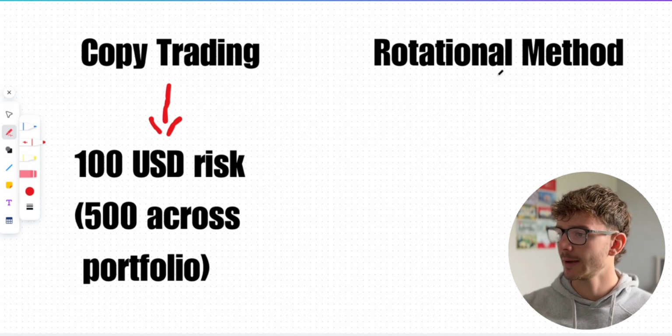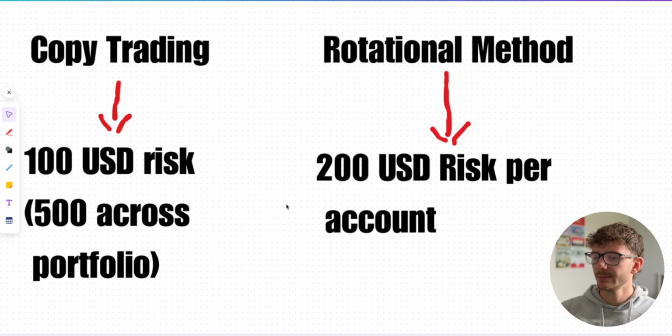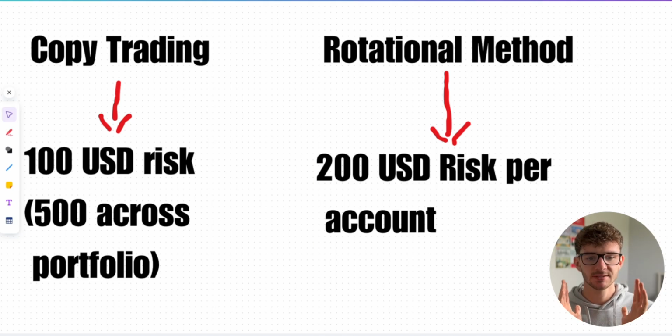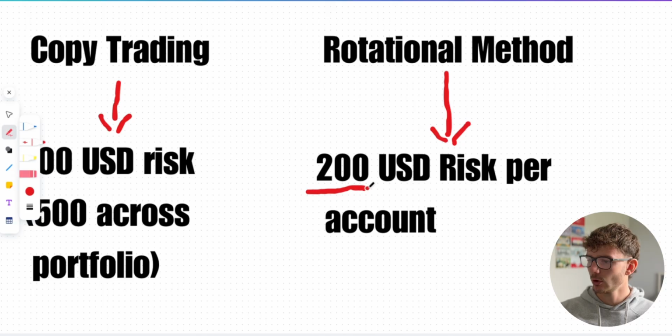If you can't, then I'm going to suggest you use the rotational method, and this is the method that I'm now using going forward. On the rotational method, I'm going to be using $200 of risk per individual account. So I'm basically trading one account, I'm either going to win or lose on that account, and for me, I'm going to allow myself 2 losses per account or 1 win. Once either of those things are met, I'm going to switch to the next account in my rotation. And since I'm trading with $200 of risk, then obviously that is my maximum risk at any one time compared to $500.